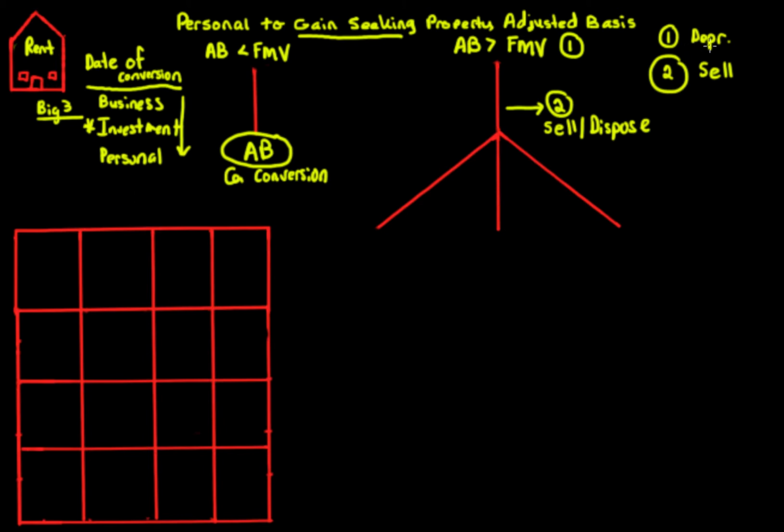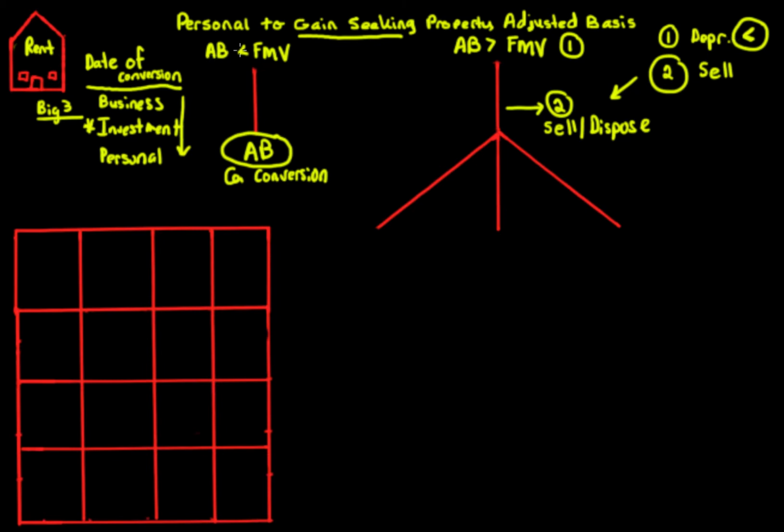You always use the lesser. So for depreciation, we always use the lesser. The lesser rule is always used when it comes to depreciation. This sell rule is the special exception. It's a special exception which we have here. So the depreciation rule is always the lesser.